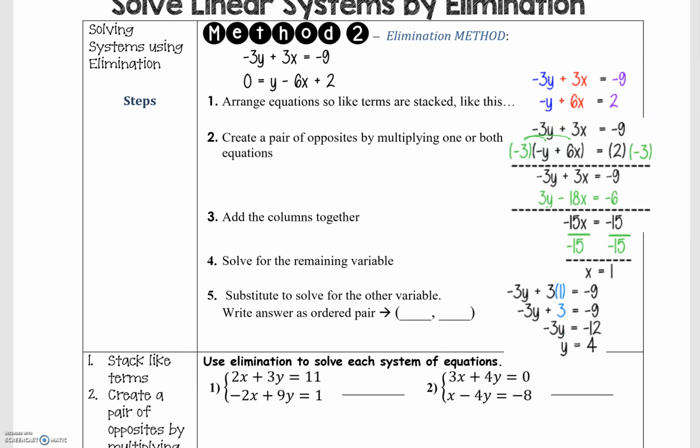So the goal is to stack your x's and your y's on the same side and then your single numbers here on the other side, and to get the x's or the y's to be the same number but opposite, one positive, one negative, so that they add up to 0 and cancel. So we're kind of adding vertically here. So negative 3y, positive 3y ends up canceling. We just add our x's, add our numbers, solve, and then we can plug it back in.